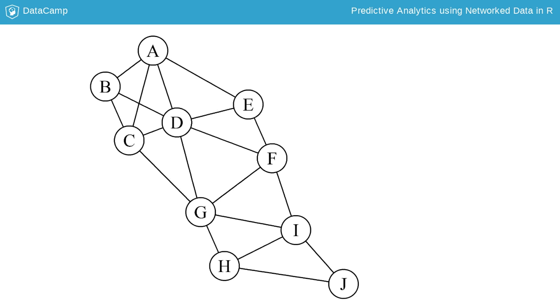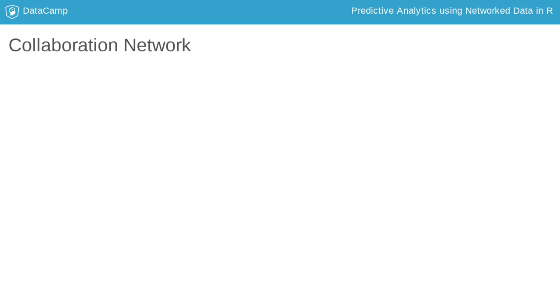Let's assume there are 10 data scientists working at DataCamp called A, B, C, etc. These data scientists like to collaborate when they create courses for the DataCamp platform. So we link them together based on their collaborations and create a social network. This is how you construct such a social network in R.